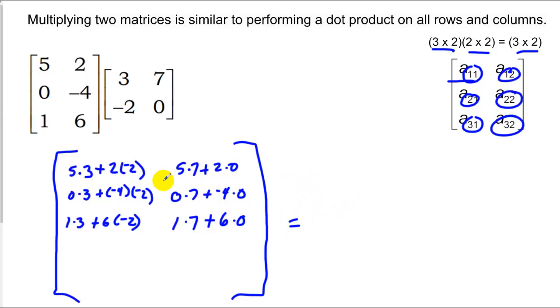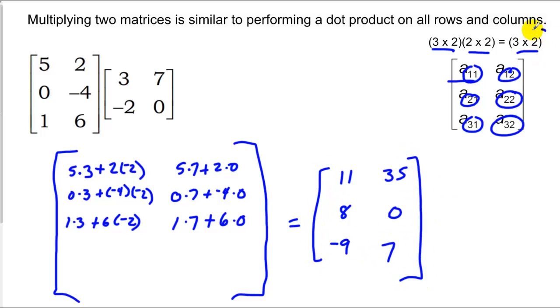So you'll notice now that I'm just going to find the sum of these products. That's 15 minus 4, which is 11. 0 plus 8, which is 8. 3 minus 12, which is negative 9. 35 plus 0 is 35. 0 and 7. And you'll notice the dimensions of this final solution are exactly what we thought them to be.